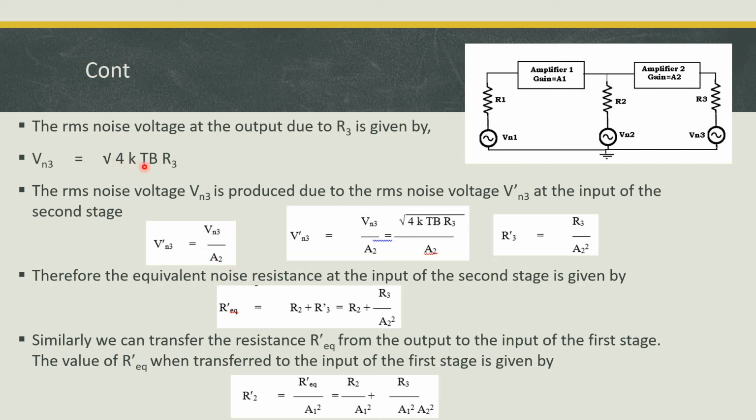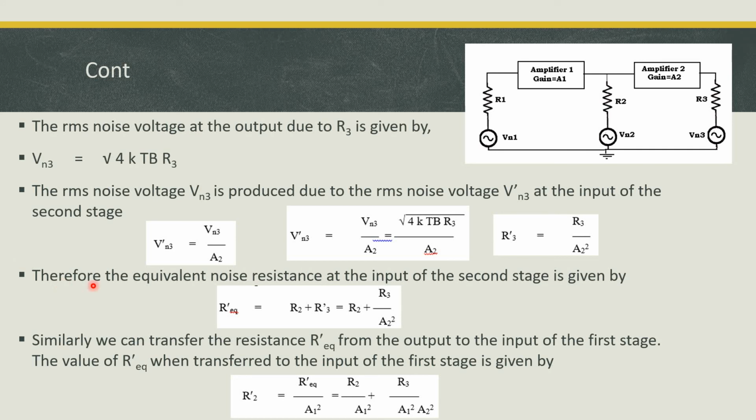VN3 is the total output. This total output is due to the gain factor of A2, so that amplification factor is divided. VN3 divided by A2, you will get VN3 dash. So VN3 dash is equal to, replacing VN3, the square root of 4kTB R3 divided by A2. Then again we are rearranging R3. If the square root is extended here, what will happen? You will get A2 square. So R3 divided by A2 square, this is represented as R3 dash, combining together.